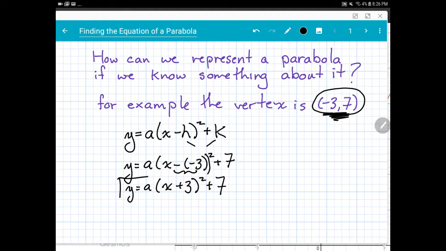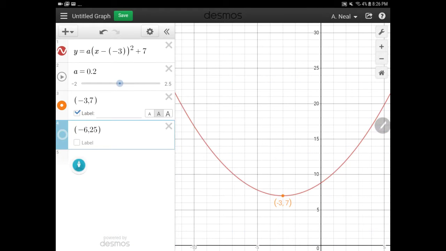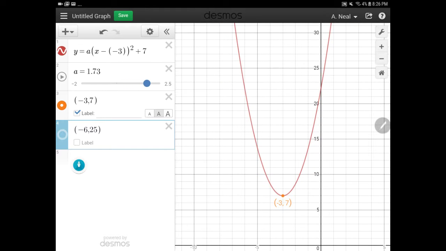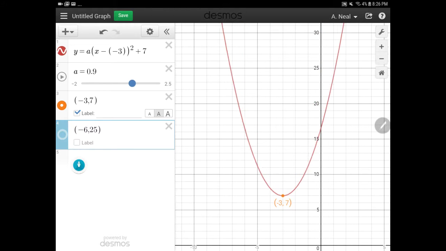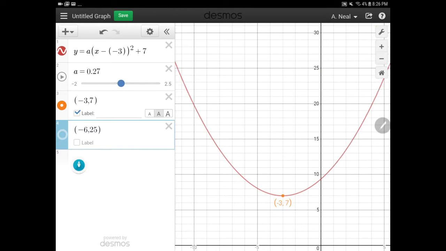Now, we know this. What parabolas could this be describing? All I put in here, you'll see in the orange, is this vertex. So I have the option of changing that front number, the a value. As I do that, you can see any number bigger than 1 will make it kind of narrow. Any number less than 1 will make it nice and wide. And then if we go negative, it's going to flip it over.